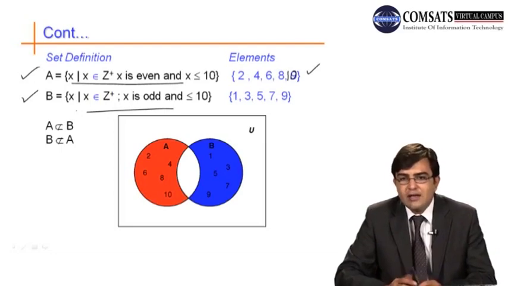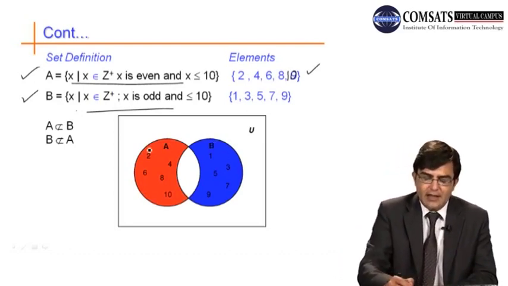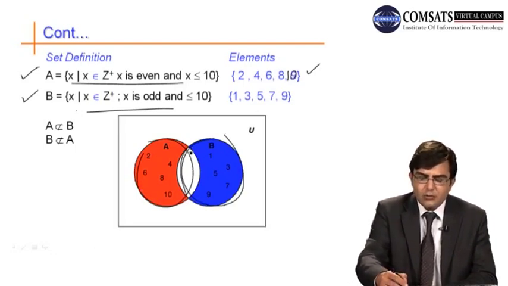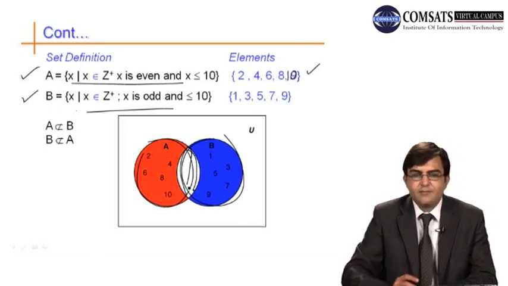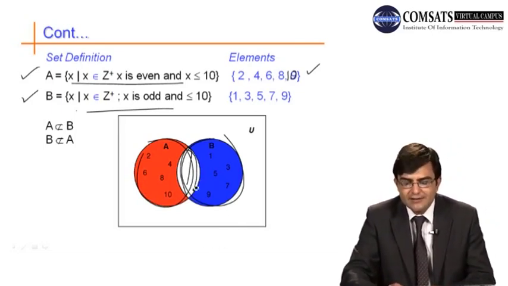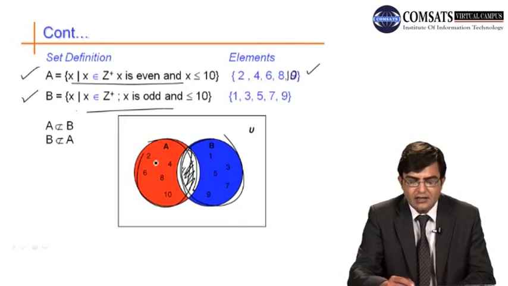Then how can we express these two sets using a Venn diagram? We draw two circles A and B, and we keep some common region in these two sets. But as there is no common element between these two sets, this region remains empty. A contains 2, 4, 6, 8, 10 here, and B contains 1, 3, 5, 7, 9 here.